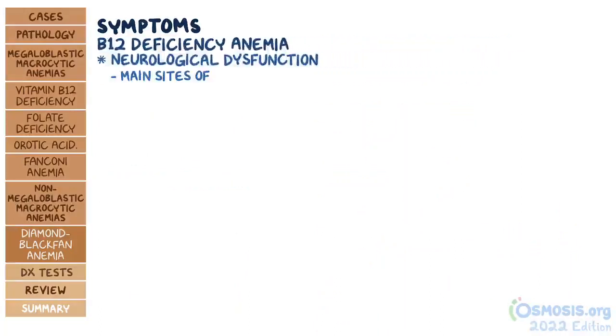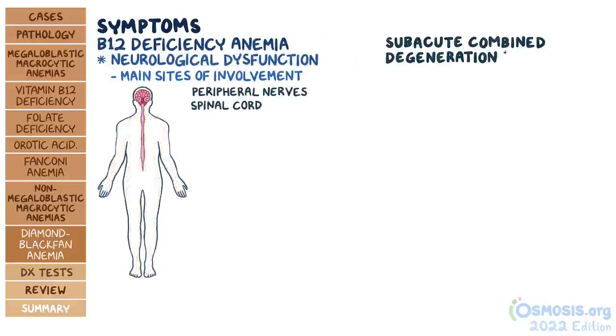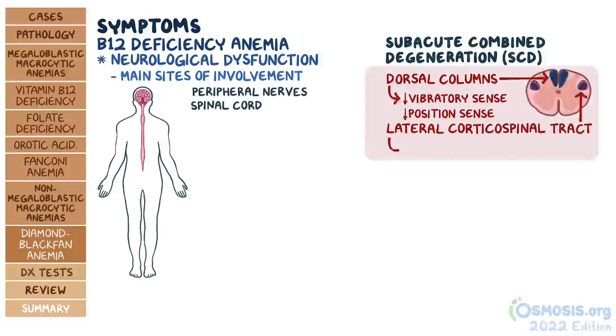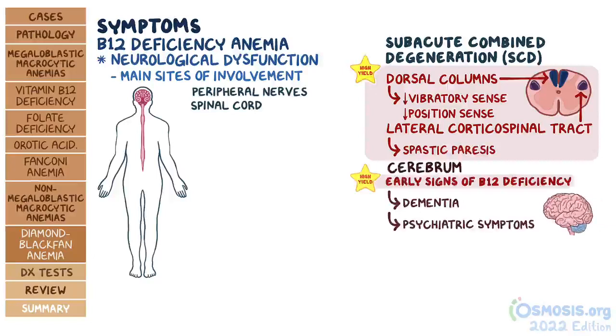The main sites of neurological involvement include the peripheral nerves and the spinal cord, causing subacute combined degeneration, or SCD, which due to affected dorsal columns cause decreased vibratory and position sense, and affected lateral corticospinal tracts cause spastic paresis. It affects the cerebrum, causing dementia or psychiatric symptoms as early signs of B12 deficiency. It also affects the cerebellum, and as a result, patients experience ataxia and recurrent falls.